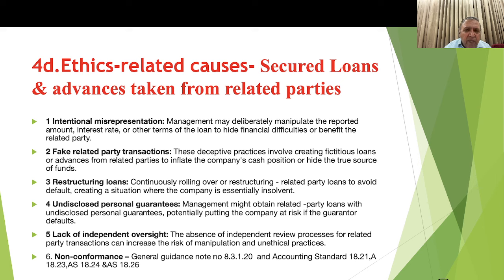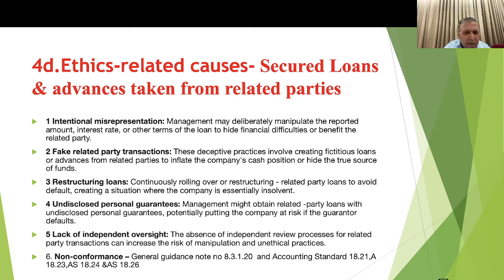Management may deliberately manipulate the reported amount, interest rate, or other terms of the loan. Fake related party transactions. These deceptive practices involve creating fictitious loans or advances from related parties to inflate the company's cash position or hide the true source of funds. Number three is restructuring the loans, continuously rolling over or restructuring the related party loans to avoid default, creating a situation where the company is essentially insolvent.